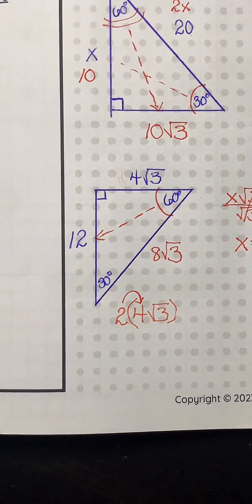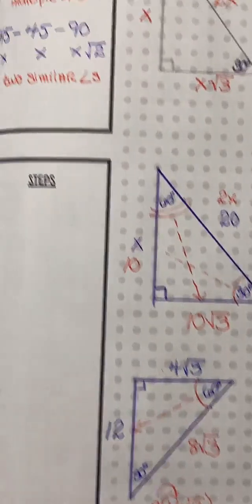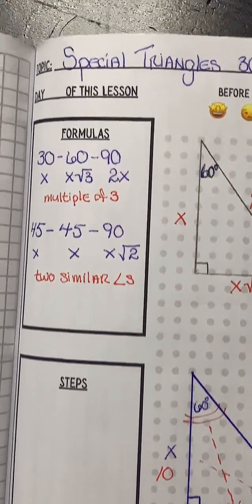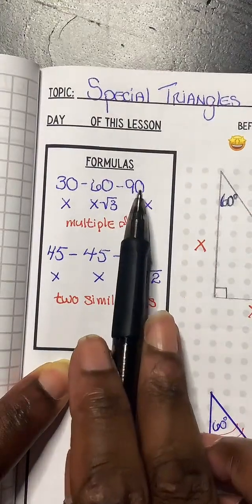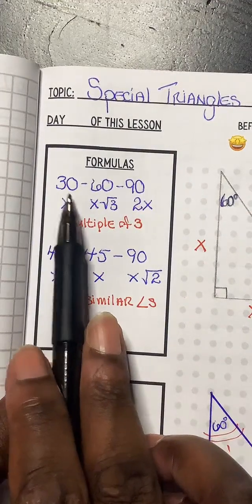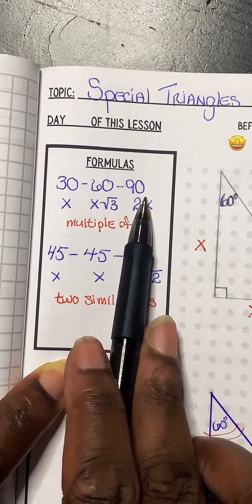So simple, right? Once you get the right tools, we'll be able to break it on down. Now, remember, this only works with those right triangles that give you a 30, 60, 90 degrees.